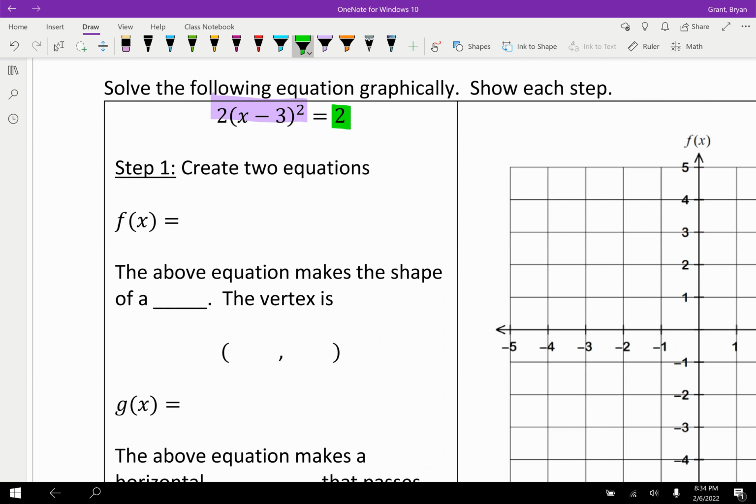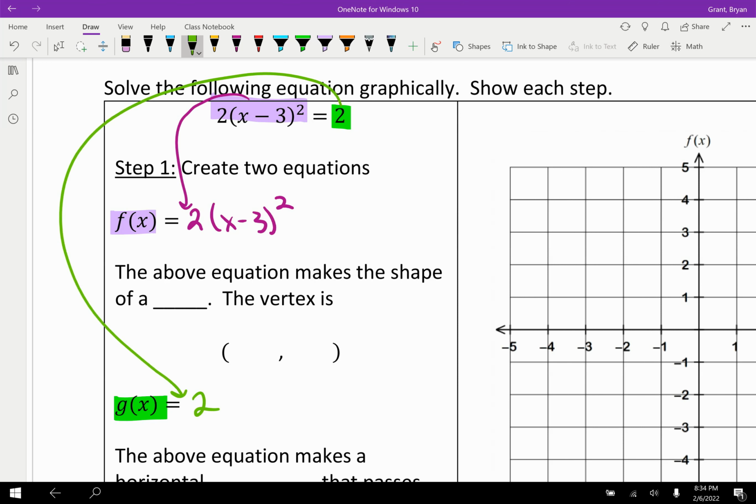And using properties of systems of equations, we can actually split up this single equation into 2 separate ones. We can do f of x, or y, equals the left side of the equal sign. And then we can also do g of x equals the right side of the equal sign. So just showing you where those came from. Here's one, and here's the other. You can do this with any equation.